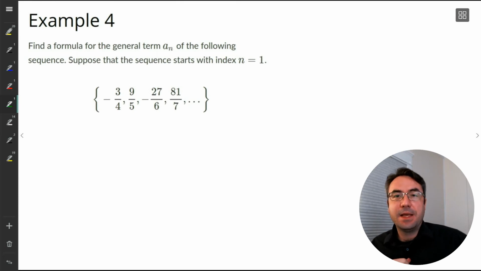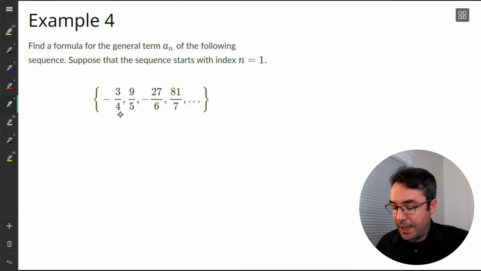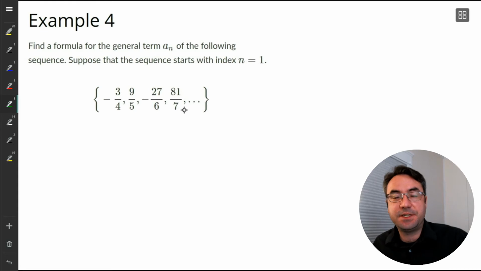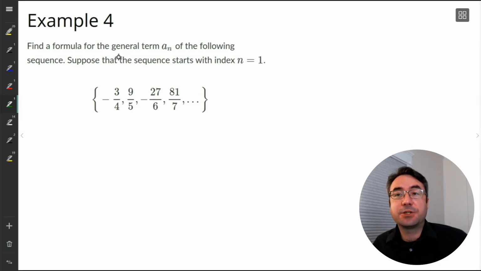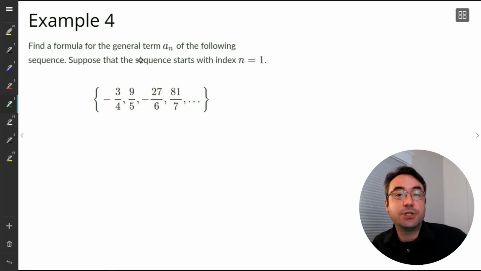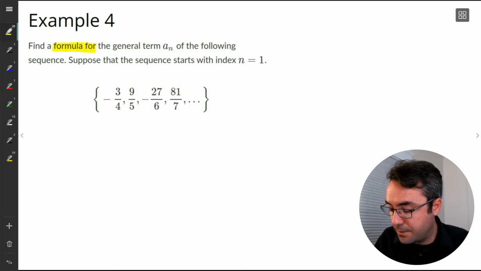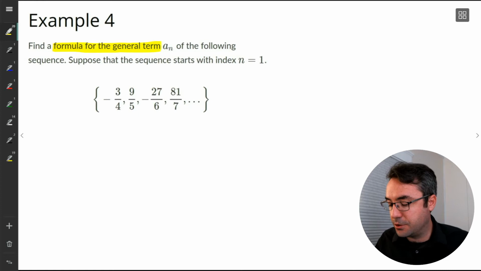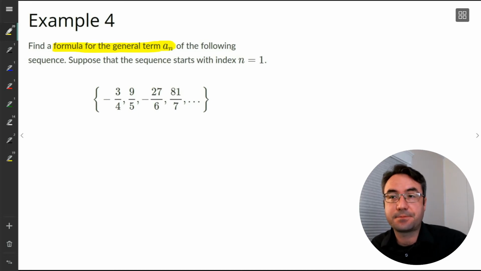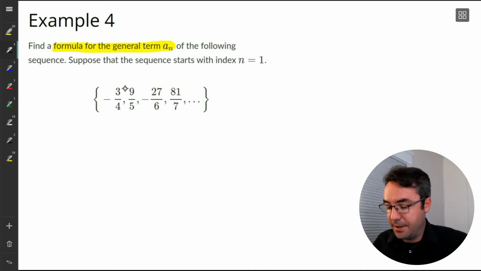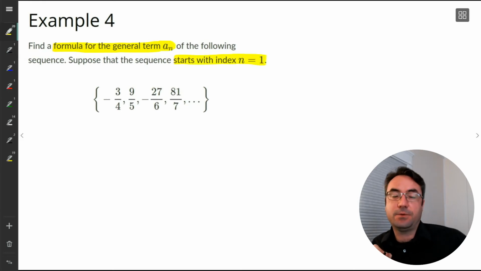All right, now sometimes we'll have the first few terms of the sequence and we want to actually find the formula for our general term. So that's what we're going to be doing here. We're going to be finding the formula for our general term a sub n. And we're going to suppose, as our default position, if it's not indicated, that we start with index n equals 1.